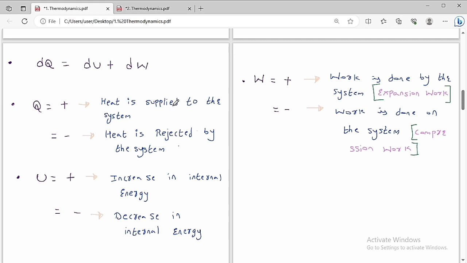So Q is equal to positive means heat is supplied to the system. Q is equal to negative means heat is rejected by the system. U is equal to positive means increasing the internal energy. And U is equal to negative means decreasing the internal energy. And W is equal to positive means work is done by the system. That is nothing but expansion work. And W is equal to negative means work is done on the system. That is compression work. Then you should be very, very careful regarding all these things. You should keep with the sign sensitive.